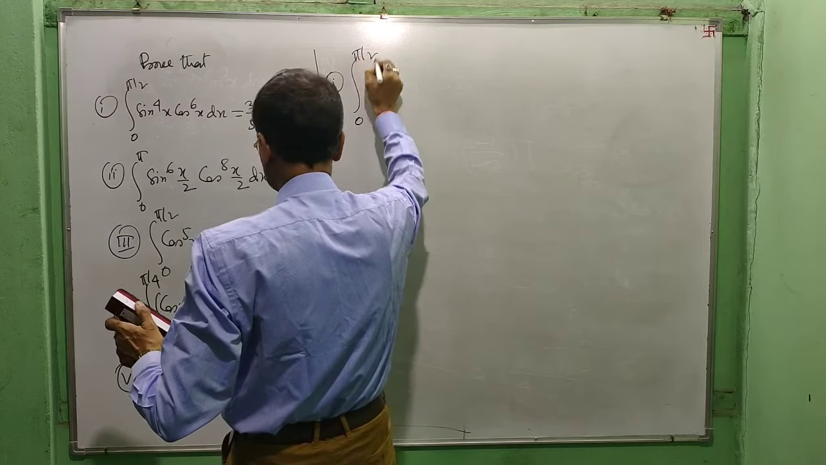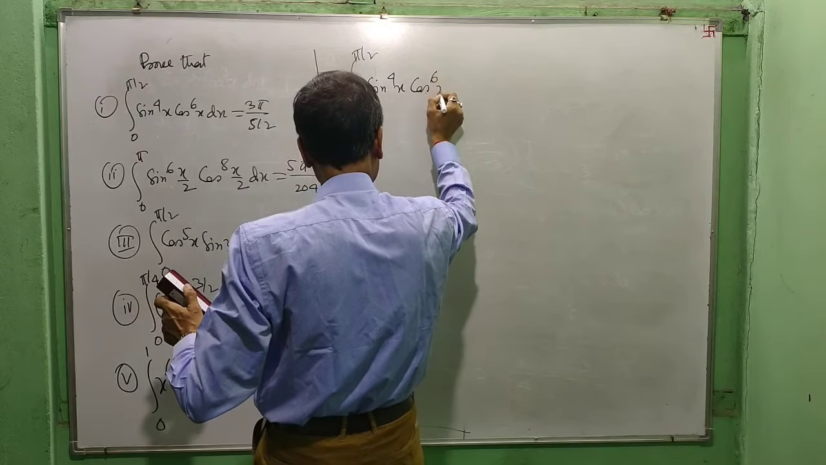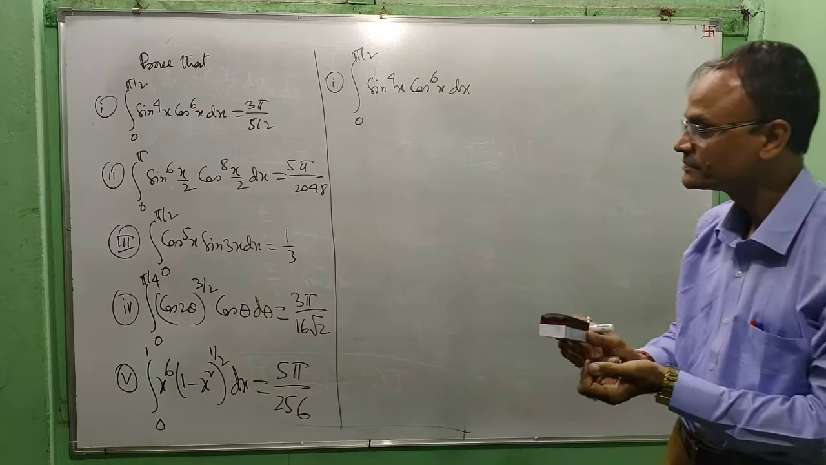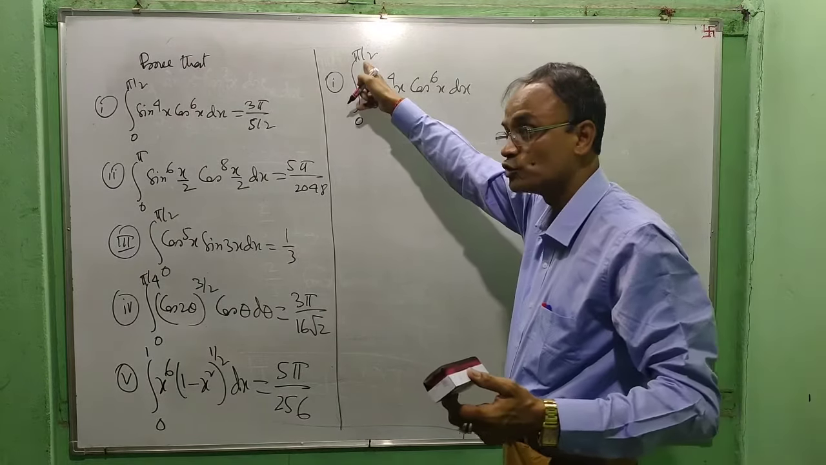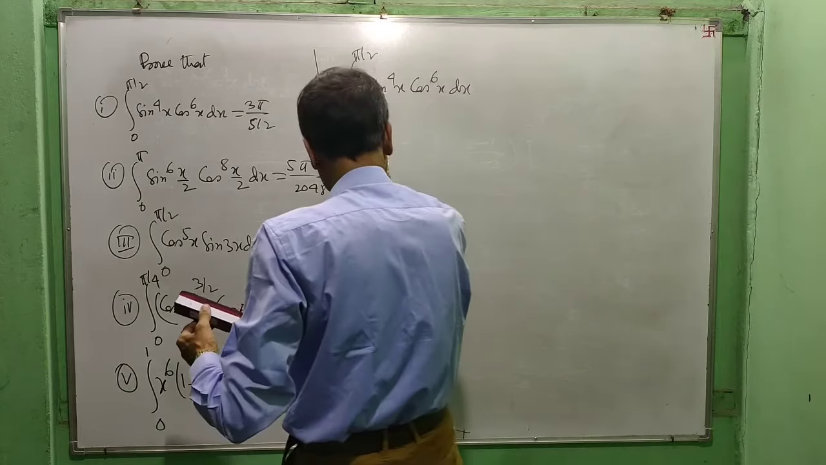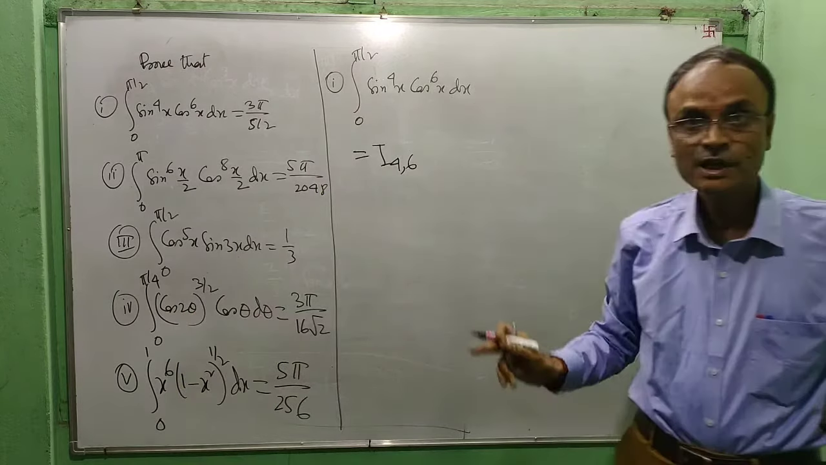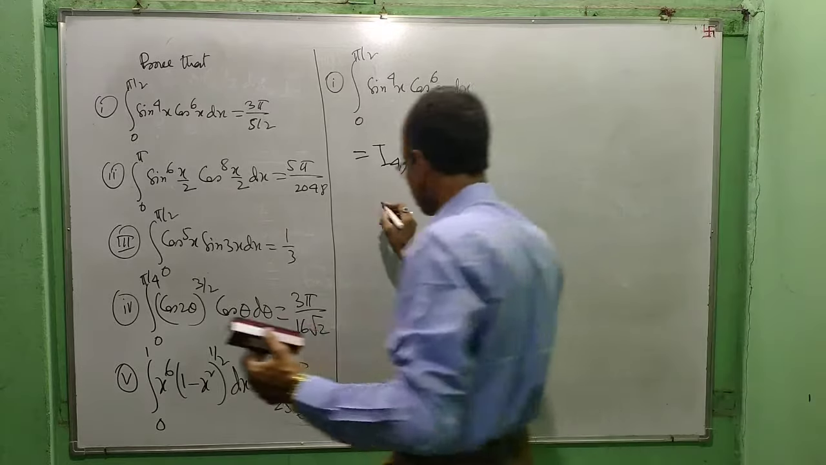integration 0 to pi by 2, sin to the power 4x, cos to the power 6x dx. You see, 0 to pi by 2, sin to the power 4x, cos to the power 6x. What will be this? It will be definitely I for m, it is 4, for n, it is 6. I 4, 6.